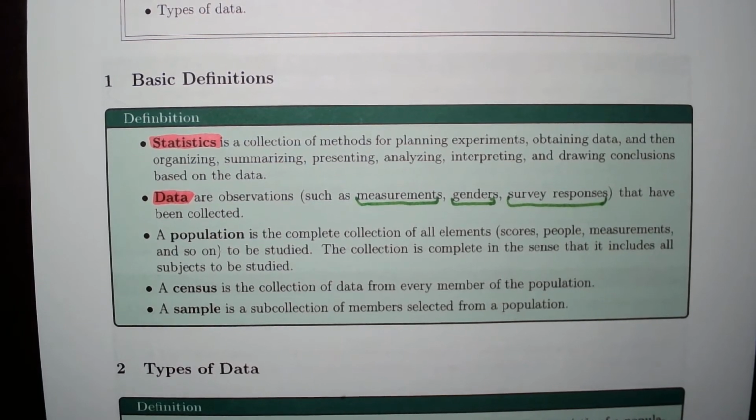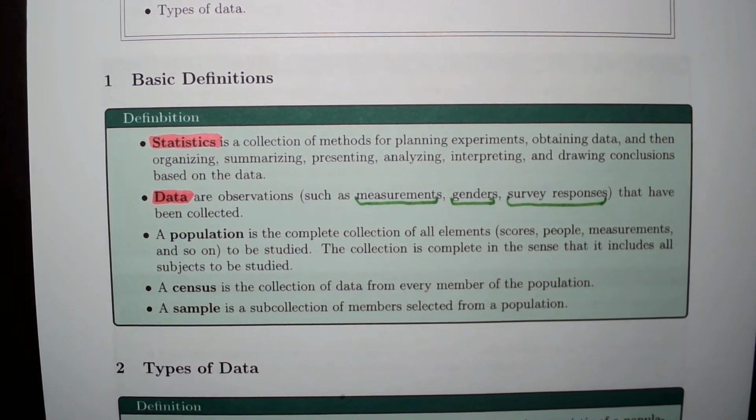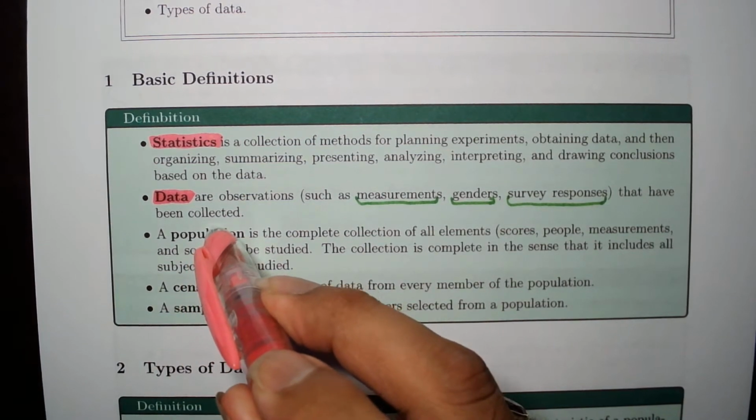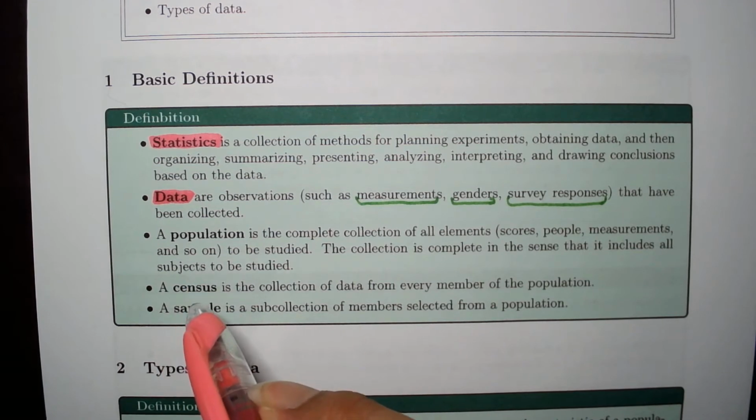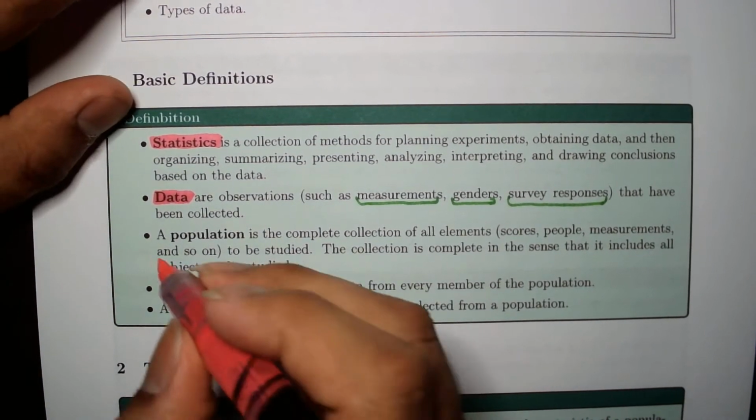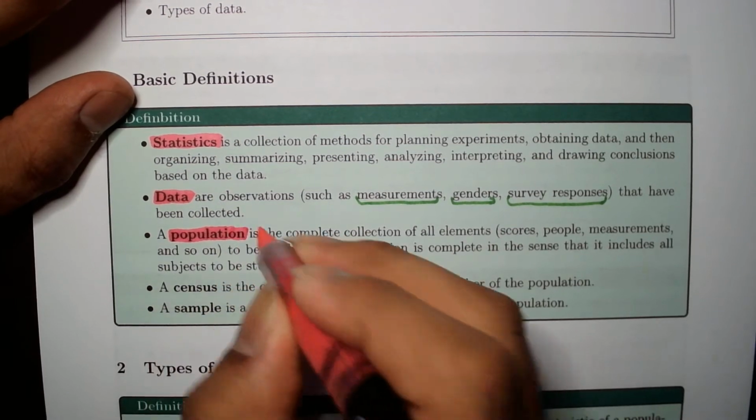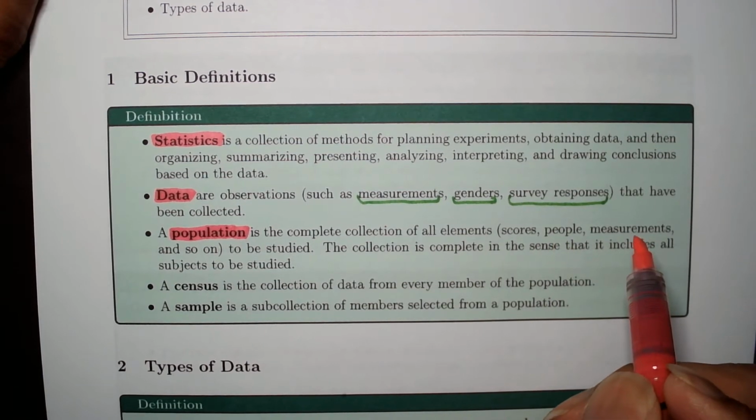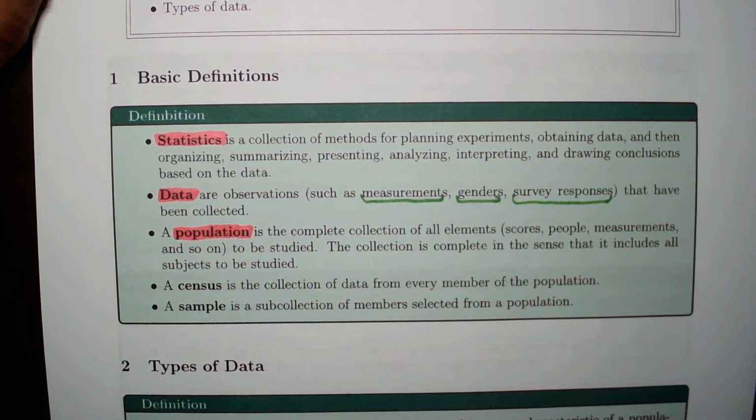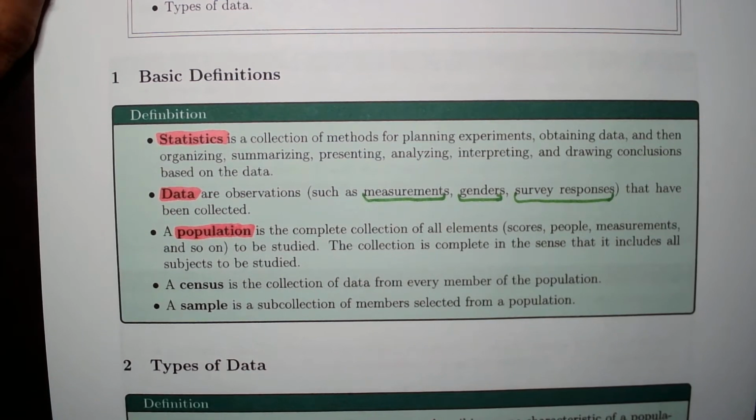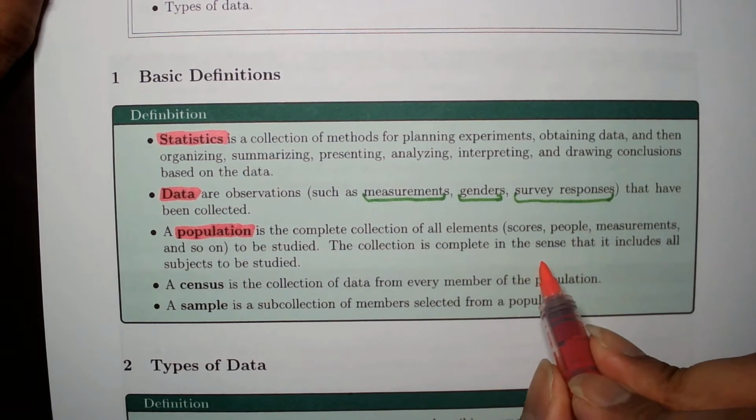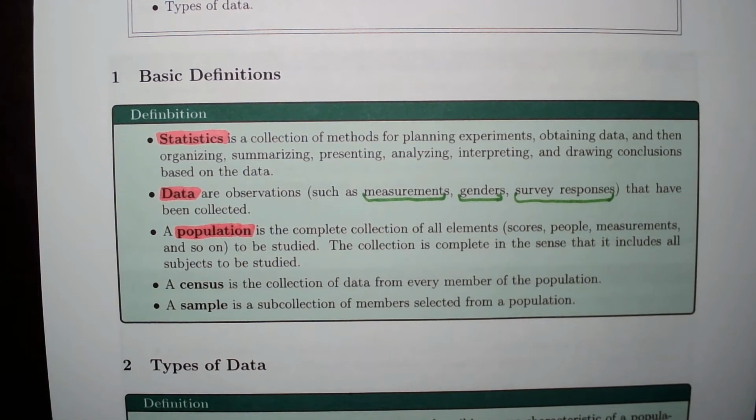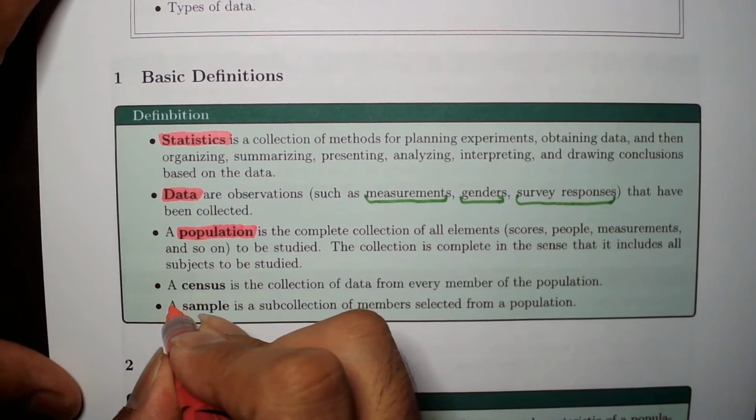Now, where is that data coming from? Well, we need to be very specific, very careful whether we are talking about data obtained from a population or from a sample. So let's define each. A population is the complete collection of all elements, like scores, number of people, measurements, and so on. Many different examples of populations. In this case, we include all in the set that are to be studied. The collection is complete in the sense that it includes all the subjects, as opposed to the sample.